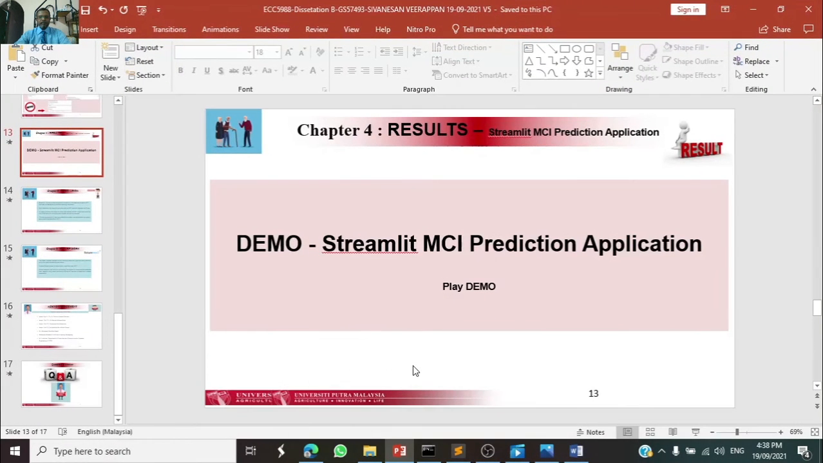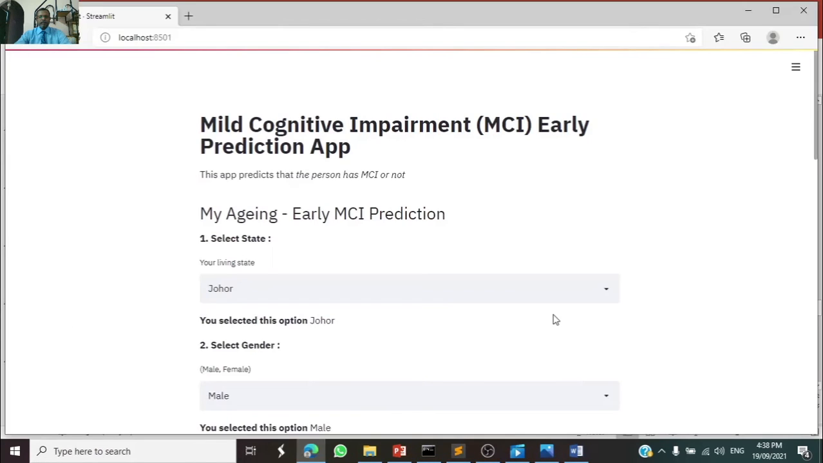Okay, let's look at the result. Demo on Streamlit MCI prediction application. See, this is how our MCI prediction page will look like. I meant the application: the mild cognitive impairment, MCI, early prediction application. We are looking at my aging early MCI prediction.